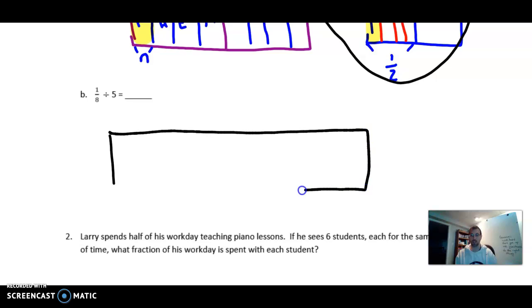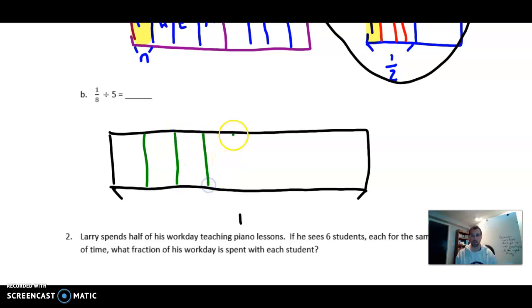But originally, I had one whole. So here's my whole tape diagram. Let's label that one whole. But now all I really want is an eighth of it. So 7 lines give us 8 parts. 2, 3, 4, 5, 6, 7. Let's double check. 1, 2, 3, 4, 5, 6, 7, 8. 8 pieces. I'm also going to label this as my 1/8.